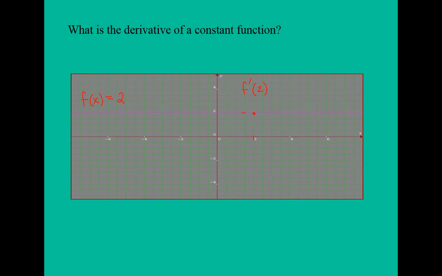Let's draw in the tangent line. And it appears that the tangent line has a slope of 0. If I wanted to find the slope of the tangent line when x equals 6, if I draw in the tangent line there, we can see again the slope of the tangent line is 0.